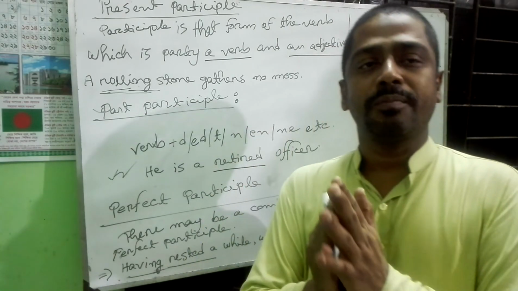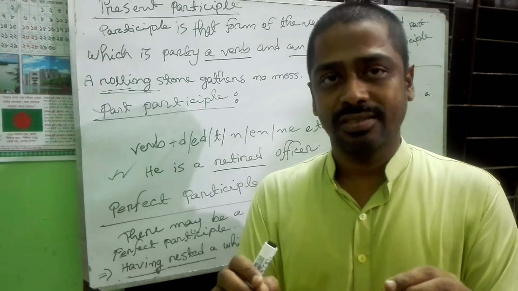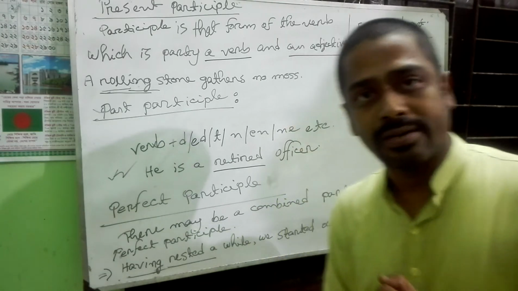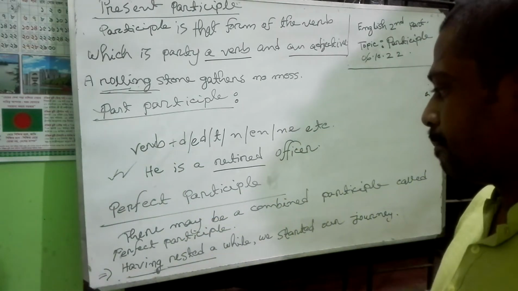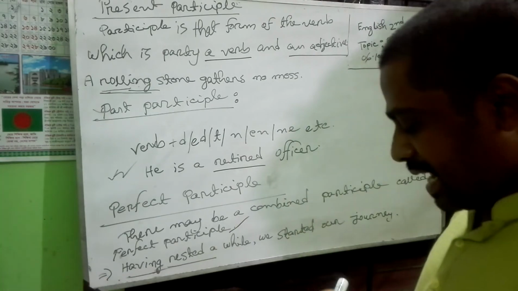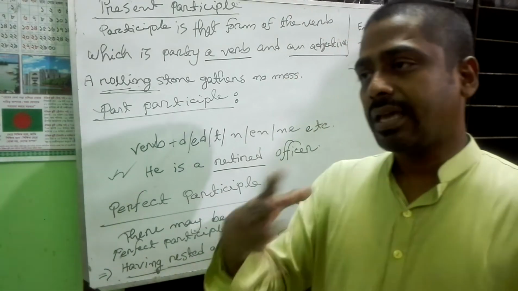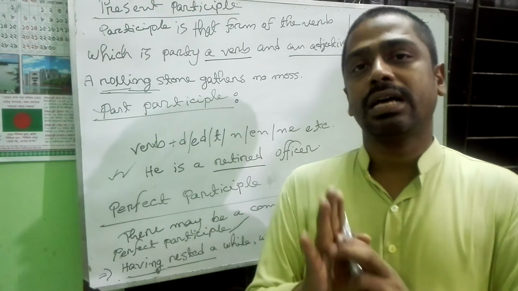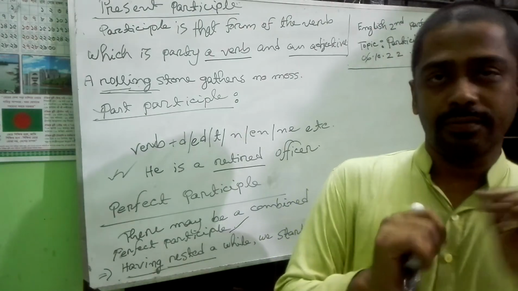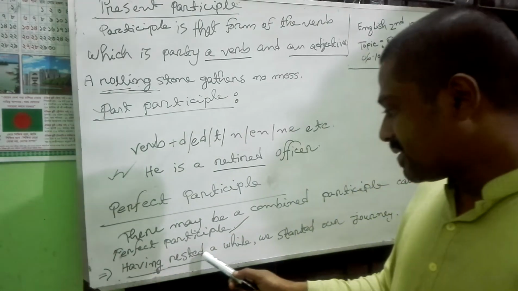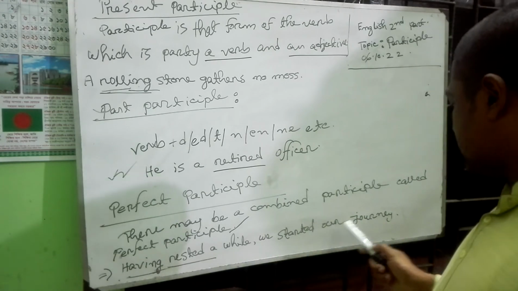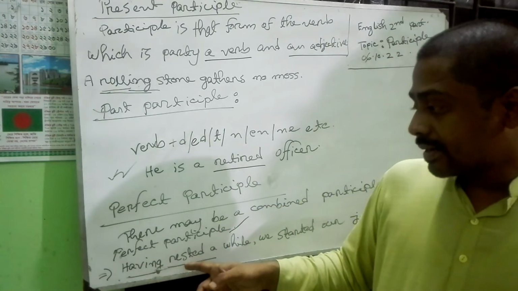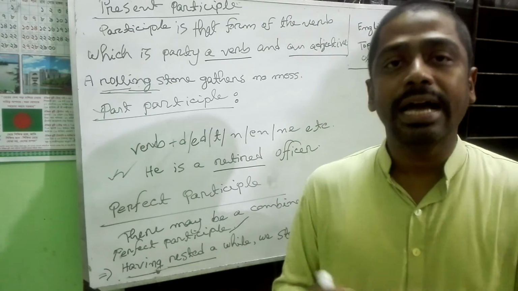Next, besides these two types of participle, there is a combined participle, and its name is perfect participle. If we make a perfect participle, then we have to add having before the past participle form of a verb. Here the example is, having rested a while, we started our journey. Here having rested is a perfect participle because the function is like a verb and an adjective.